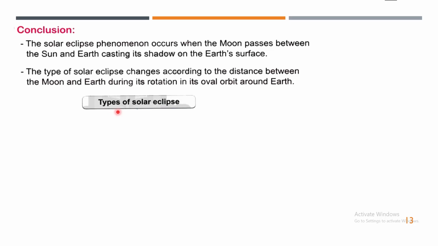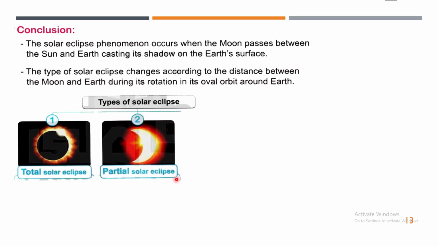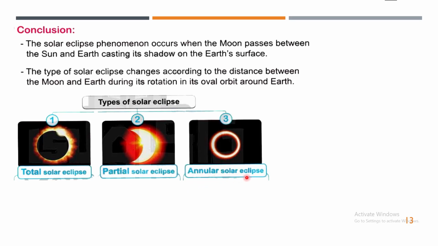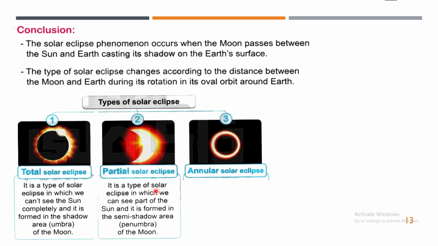So what are the types of the solar eclipse? First, it is the total eclipse and partial solar eclipse, and at the end, annular solar eclipse. The total solar eclipse, which is the first case if you remember, if we want to give it a definition, is the type of solar eclipse in which we can't see the Sun completely. The moon is blocking the Sun completely, and it is formed in a shadow area, which is the umbra of the moon. Partial solar eclipse is a type of solar eclipse in which we can see a part of the Sun, like in this picture, and it is formed in a semi-shadow area, which is the penumbra.